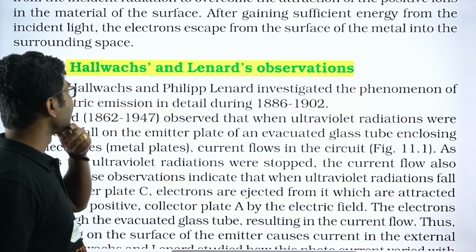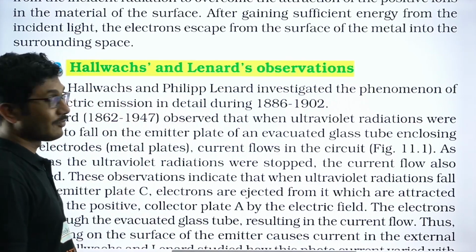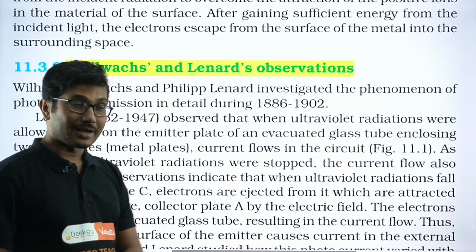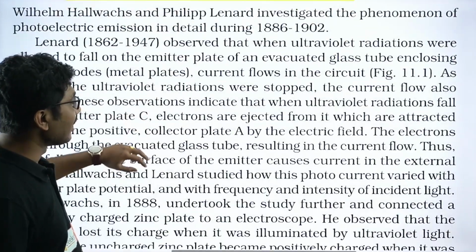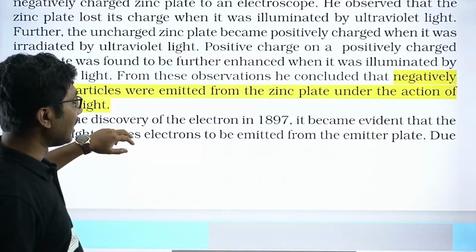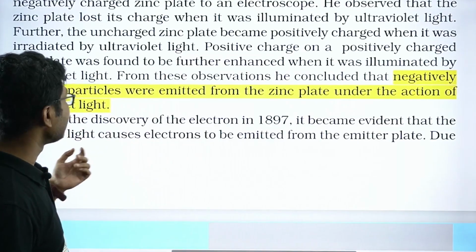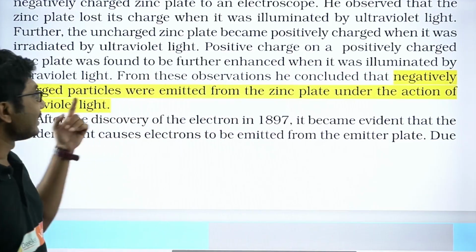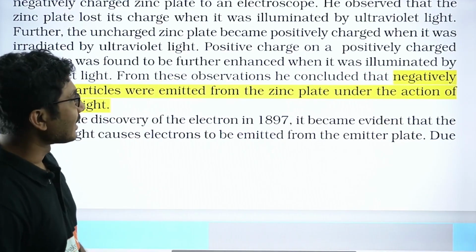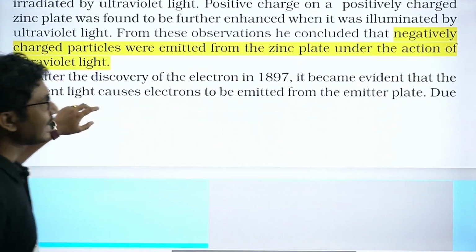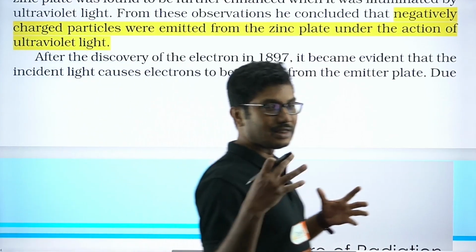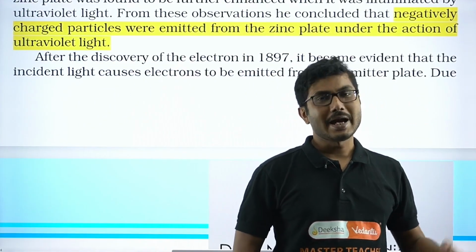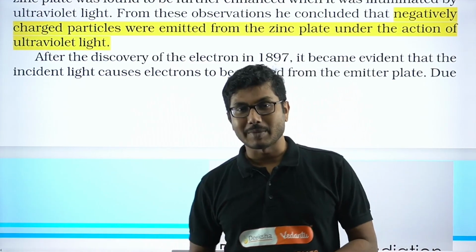The first two persons who started their experiments on the photoelectric effect were Hallwachs and Lenard. They did a lot of experimentation with photoelectric emissions. What they discovered is that negatively charged particles were emitted from a zinc plate under the action of ultraviolet light. They took a zinc plate and shone ultraviolet light on it, and then observed that negatively charged particles were coming out.